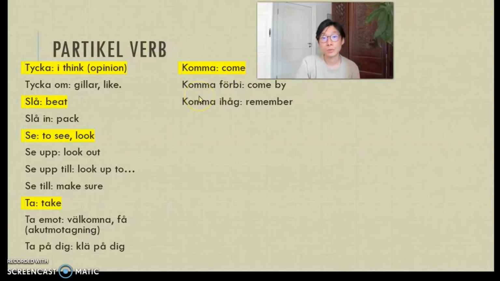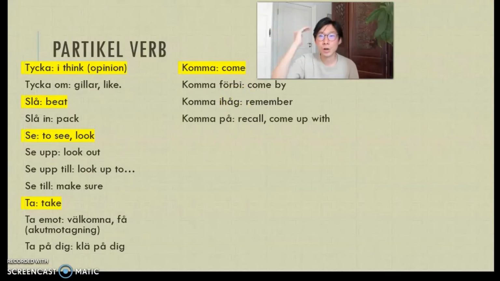Komma ihåg betyder to remember. Vi har komma på. Komma på betyder to recall something or to come up with something. Så du kan säga jag kom på att jag måste köpa mjölk nu. I just recalled I need to buy the milk. Eller kan du komma på någon idé? Can you come up with some idea?